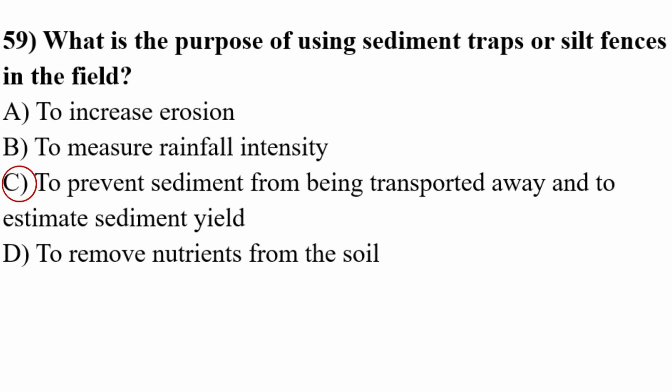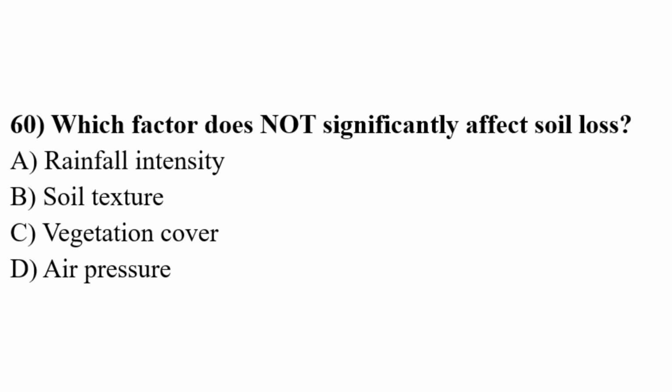Answer: C. To prevent sediment from being transported away and to estimate sediment yield. 60. Which factor does not significantly affect soil loss? A. Rainfall intensity. B. Soil texture. C. Vegetation cover. D. Air pressure.